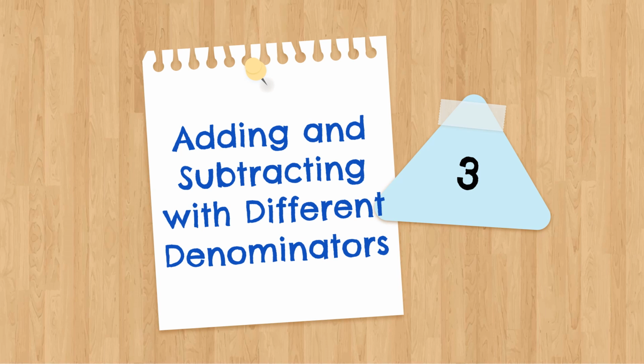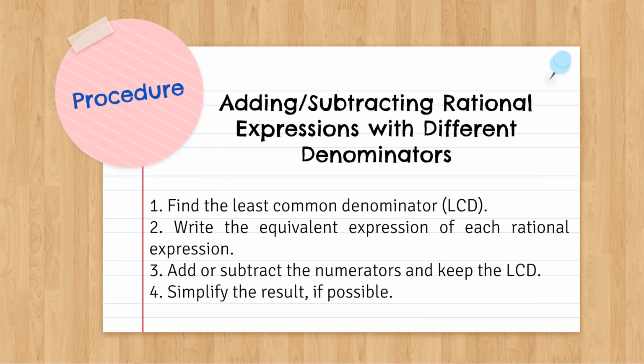So we are actually in the third part of this discussion or video tutorial, and we have adding and subtracting with different denominators. So this is totally different from like denominators, since in like denominators, we discussed that we simply add the numerators and then copy the denominator. So this time we are given different denominators. So what are the procedures in adding and subtracting rational expressions with different denominators?